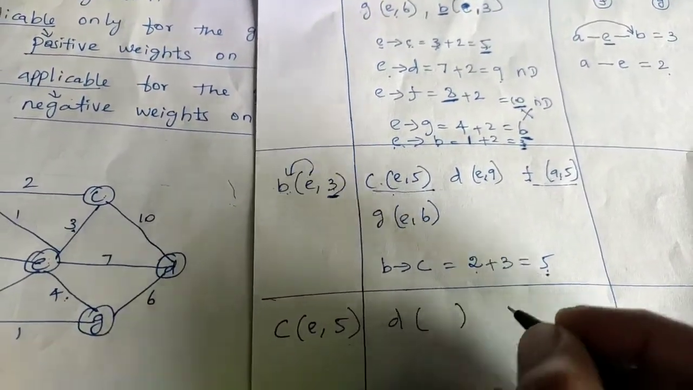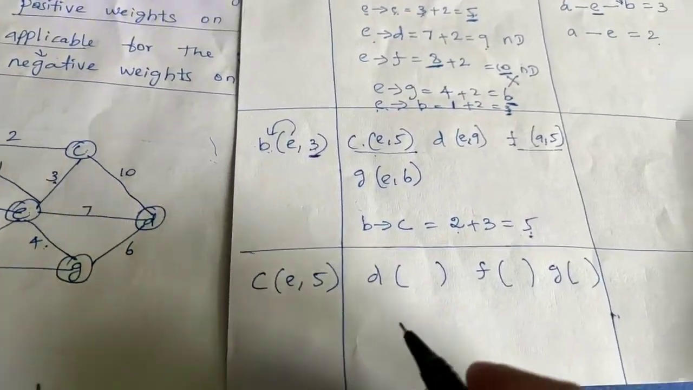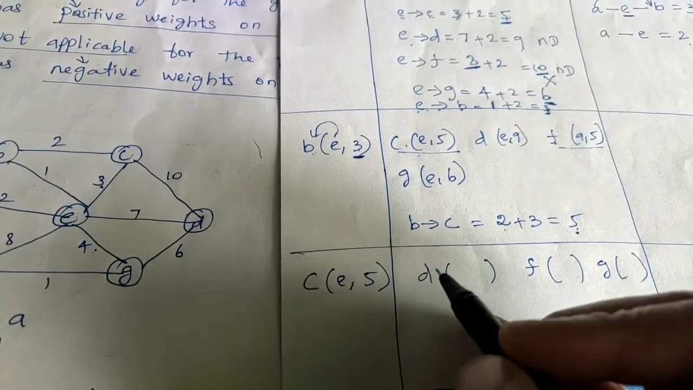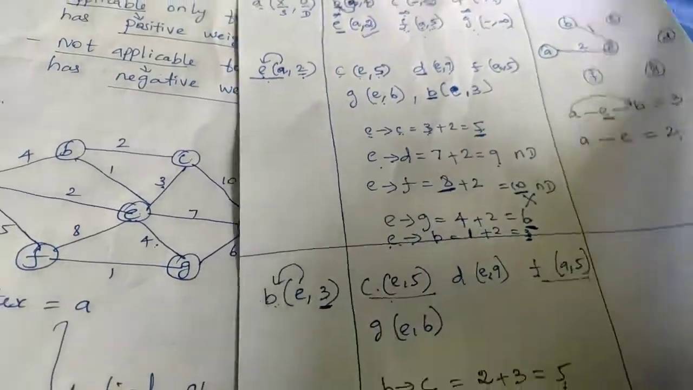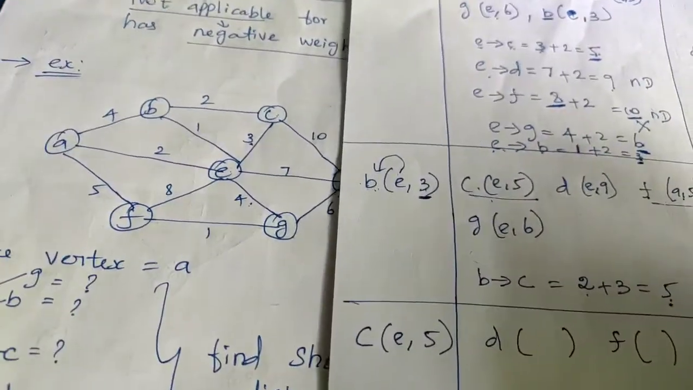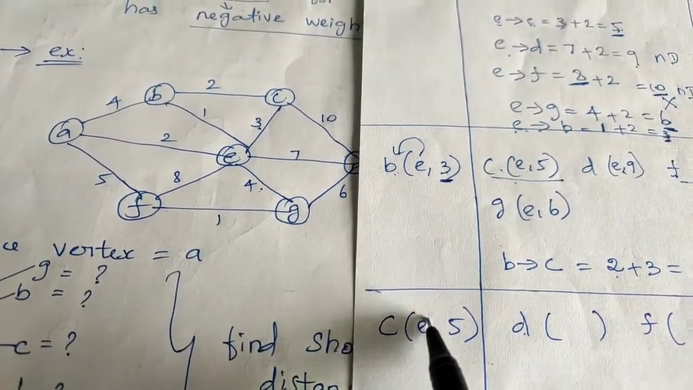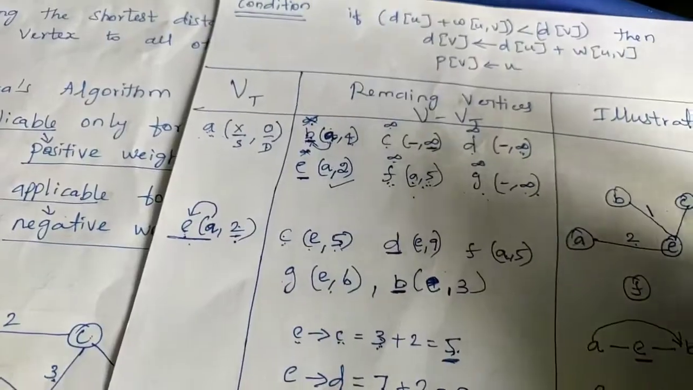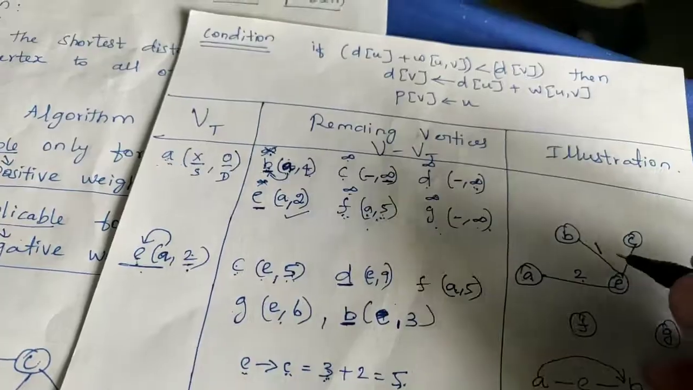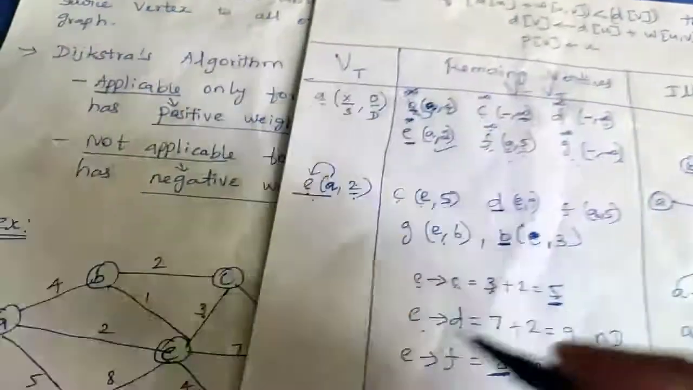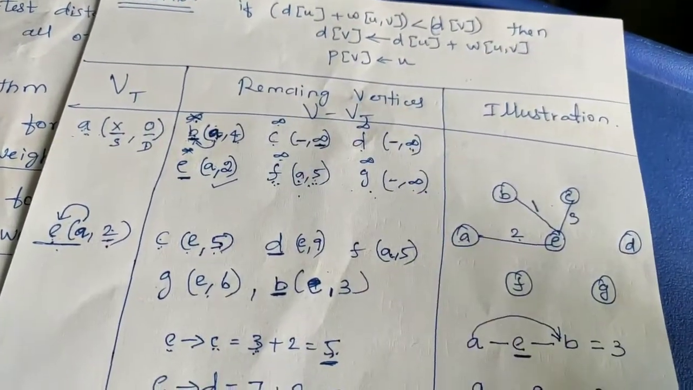Now the remaining vertices I am writing: D, F, G. Now let us try to visit from C to D. Already it has been visited from E. Sorry, before that, what is the edge you need to include in the illustration column? You need to include the edge from E to C. What is the edge value present in the graph? E to C, the edge value is 3.